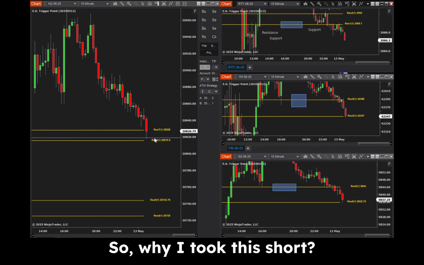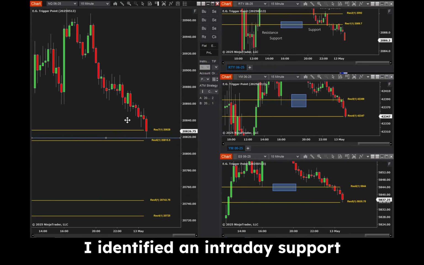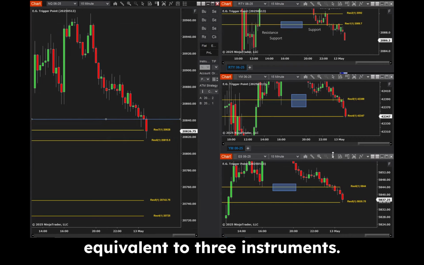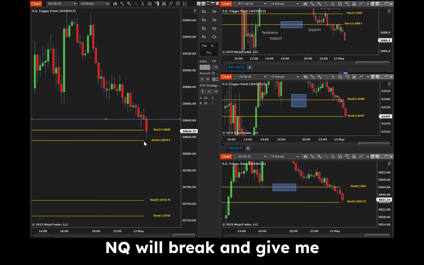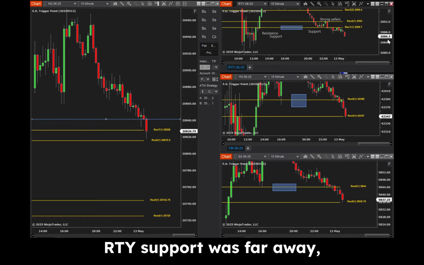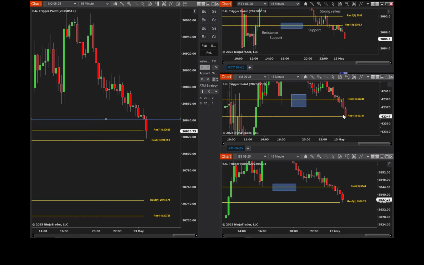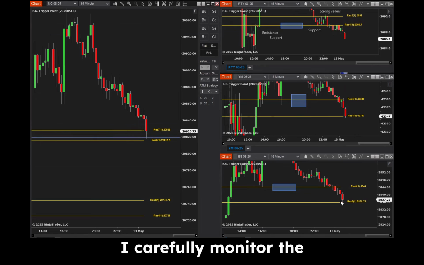Okay, so why I took this short? I identified an intraday support equivalent to 3 instruments. It's just a matter of time when NQ will break and give me a beautiful opportunity where my profit target would be ES, YM, or RTY. RTY support was far away, but ES and YM support were a perfect profit target for NQ. Okay, so at this point, I carefully monitor the correlated instruments and go out of my short position.